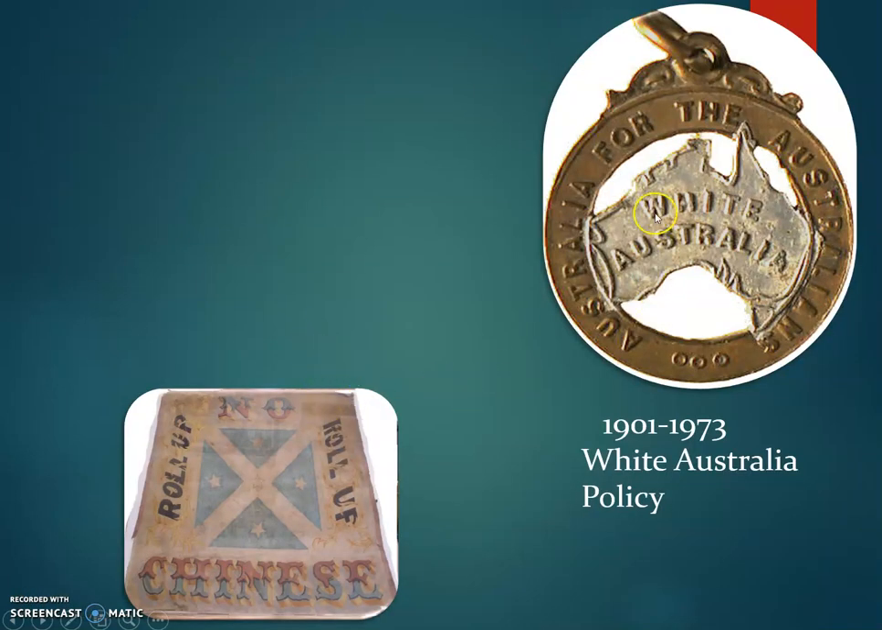Here are a couple of pictures. It says White Australia. Australia for the Australians. What happened is from 1901 to 1973, you could not move to Australia if you were part of the minority, Asian or black, or you had to be primarily from Europe. And here it says no Chinese. And this is anti-Asian philosophy that was also being done in Australia as well.